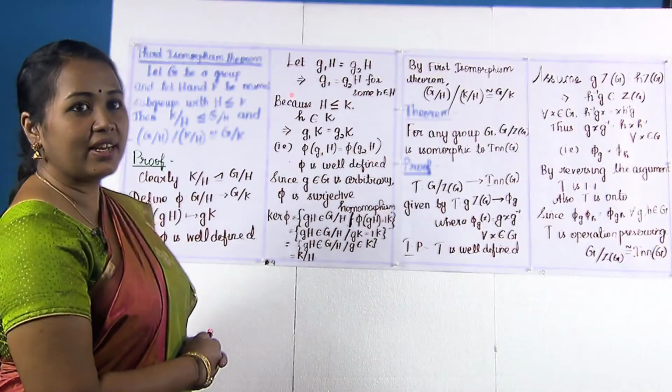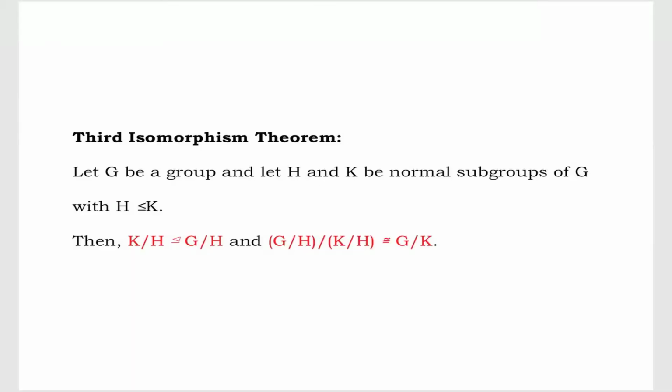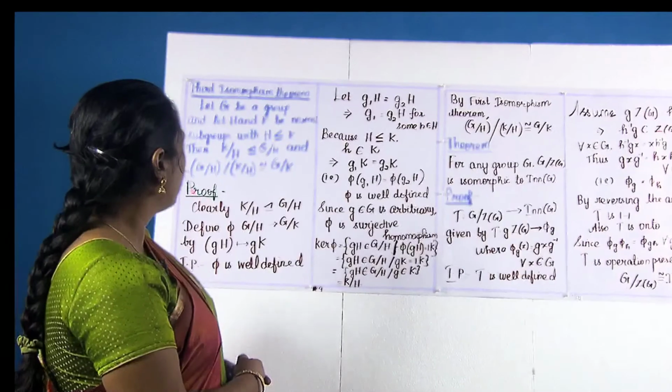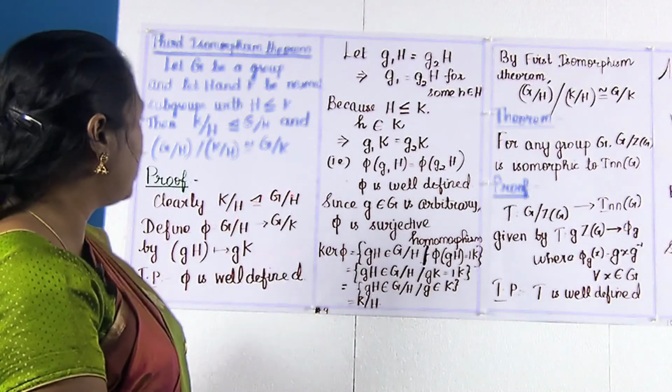Now, we shall see the third isomorphism theorem. Let G be a group and let H and K be normal subgroups with H being a subset of K. Then K/H is a normal subgroup of G/H, and (G/H)/(K/H) is isomorphic to G/K. We have to prove this. So, the proof goes like this. Clearly, K/H is a normal subgroup of G/H.